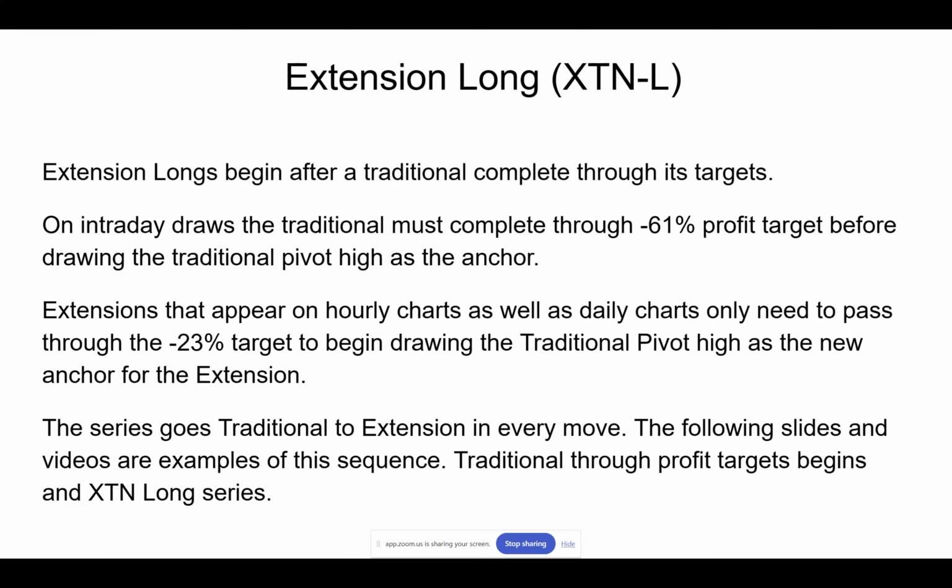So an extension comes after a traditional has technically completed through its negative 23% profit target. As soon as a traditional completes through a negative 23% profit target, extensions can begin.